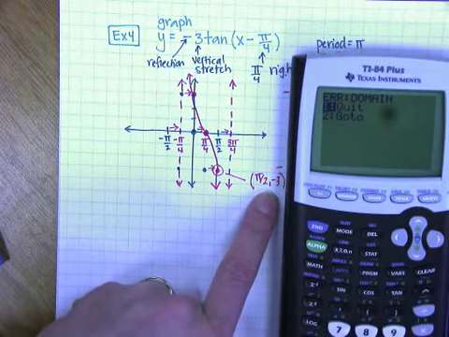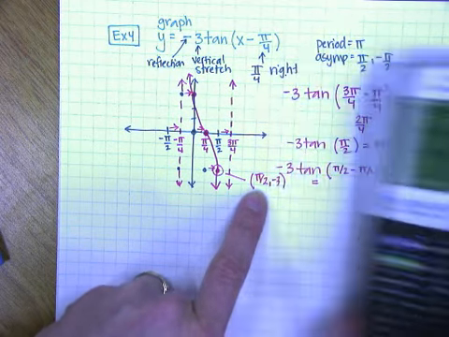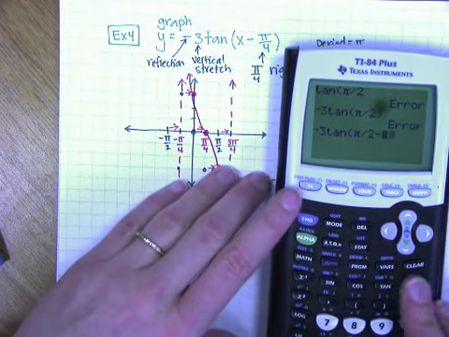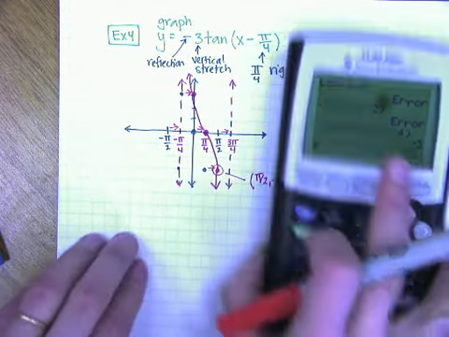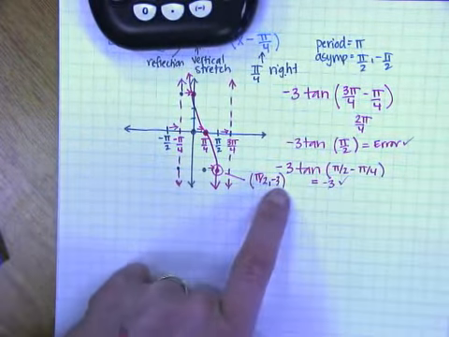So if I do -3 tangent, let's see, what was it? Pi over 2 minus pi over 4. And I hit enter. It gives me -3, which is exactly the y-coordinate I want. And so this checks also.